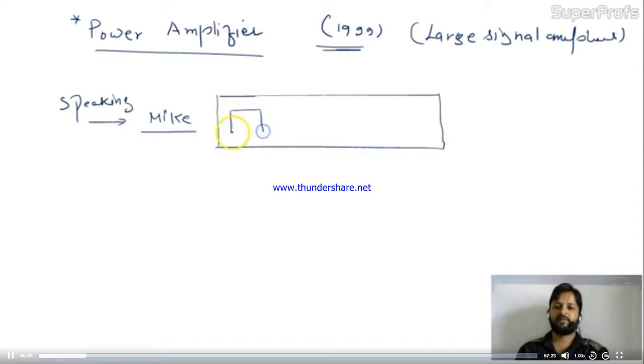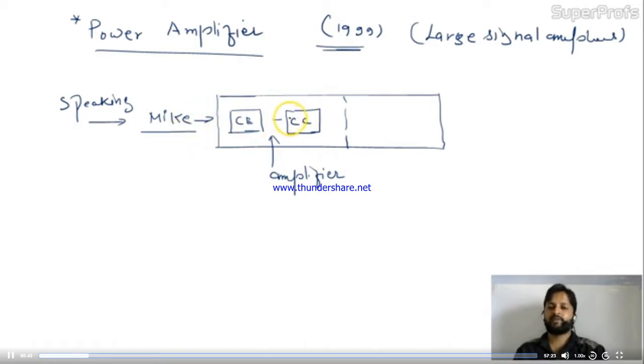That signal will be amplified in this stage. Whatever amplification you are introducing over here, this is the amplifier part. So your small signal coming from the mic will be amplified over here, and here we will introduce the power amplifier. This is a very small signal, but the power amplifier will take this small signal and make it very large, so it can run the speaker.